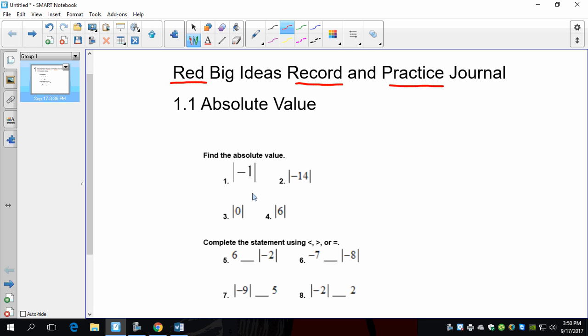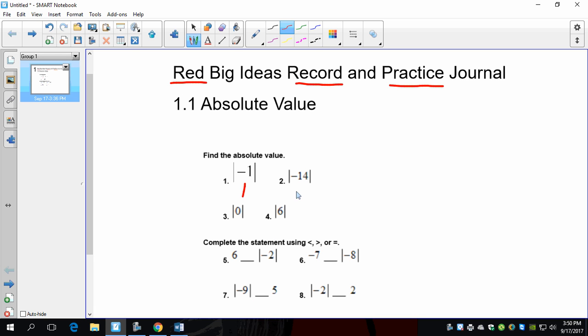First off, this is our absolute value symbol, basically two lines outside of numbers. And when you're dealing with absolute value, you're usually dealing with positive and negative numbers. So we have the first 8 problems written out on 1.1 on the practice for absolute value for the Record and Practice Journal. The absolute value of -1 would be 1.